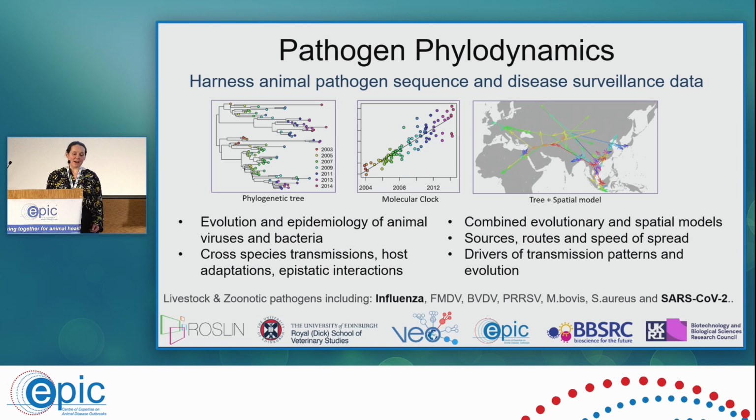Because you're combining these evolutionary and spatial models, that lets you look at the sources and the routes and also the speed of the spread of the virus. Furthermore, you can also look at what is driving what that route is and what that speed is. So, as I mentioned, this is useful for all manner of pathogens, including influenza, avian influenza, BVD, SARS-CoV-2, PRRS, and bovine tuberculosis.